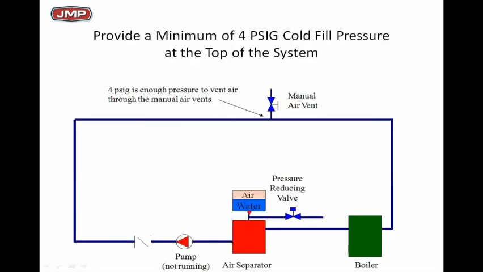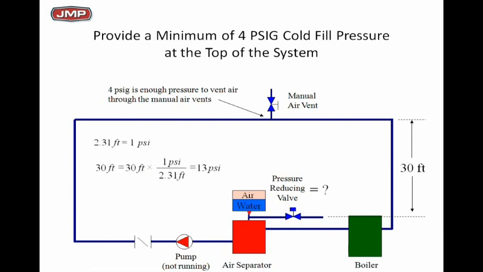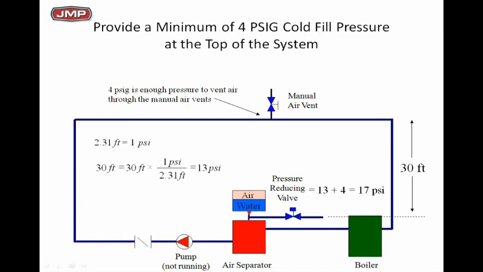What we're going to preach to you is we want 4 pounds of pressure at the high point with the pump off. Our fill pressure should give us 4 pounds at the highest piece of pipe in your system with the pump off. That way, with a manual vent, we can get the air out. Here's a typical little example. If the highest piece of pipe was 30 feet above the fill valve, what pressure would I need to make sure I got a minimum of 4 pounds at the high point? Basically, all I'm doing is taking 30 feet divided by 2.31. I come up with 13 pounds of elevation, and we need to add 4 pounds to give me 4 pounds at the high point.